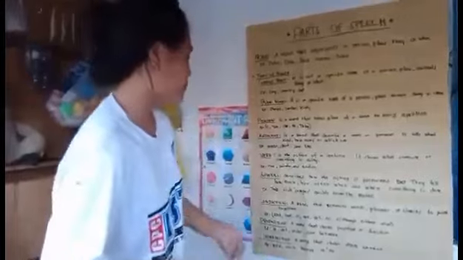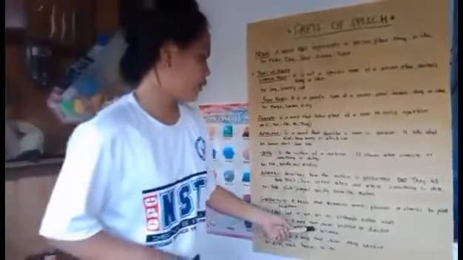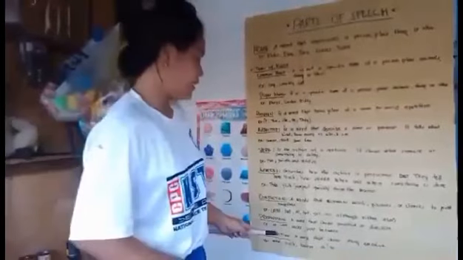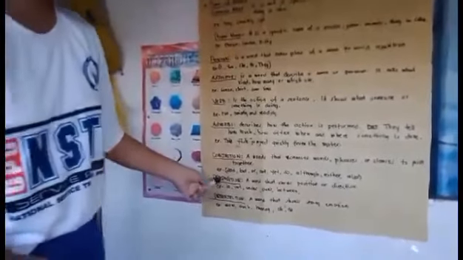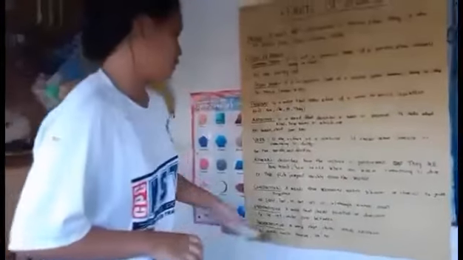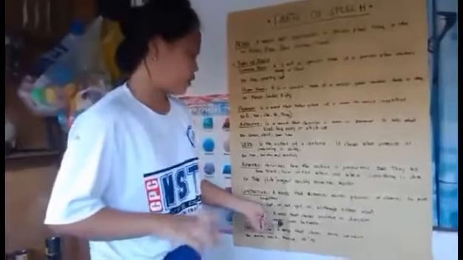Preposition. A word that shows position or direction. Example, in, out, under, over, and between. So we use preposition to show a position or direction. For example, underwater, over there, and in between.